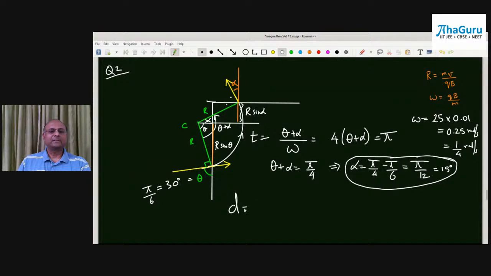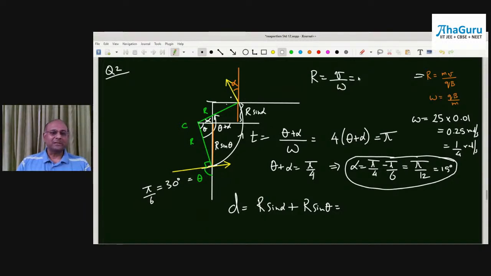So the distance d is r sine alpha plus r sine theta. So that is r into sine alpha plus sine theta. R is how much? We can calculate what r is. R is m into v by qB, right? Now this qB by m we can write as omega. So I can write it like this: v by omega. R omega is v. Okay.